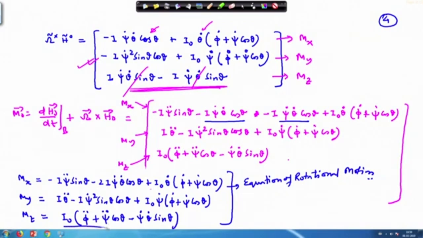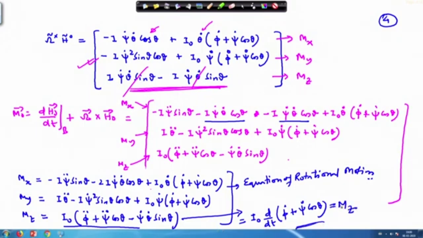If you look at this particular part, this can be written as I 0 times d by dt of phi dot plus psi dot cos theta. So, m z is basically this quantity, this equals your m z. Okay, so these are the three equations, and using these three equations you can solve many problems wherever the situation is just like the top we were discussing.